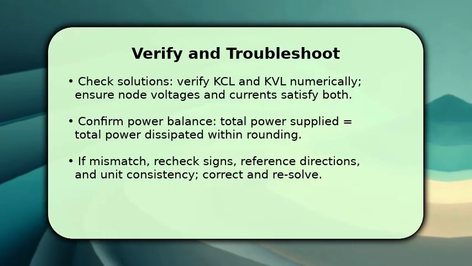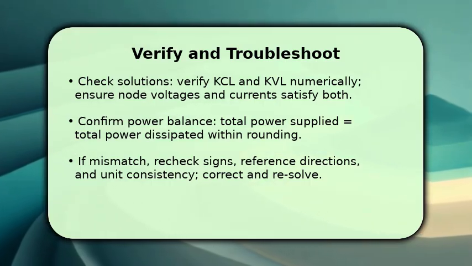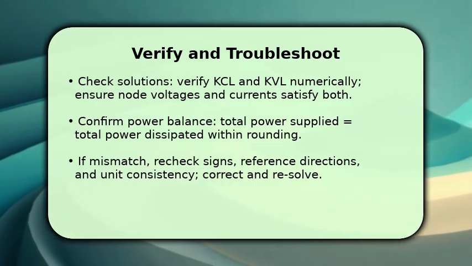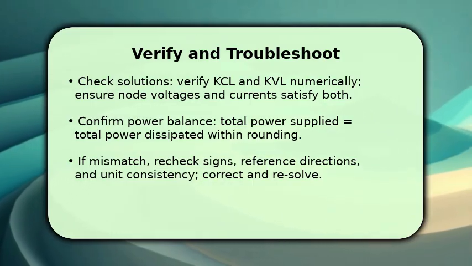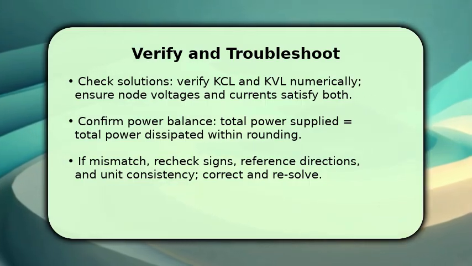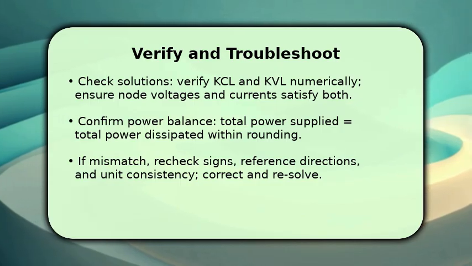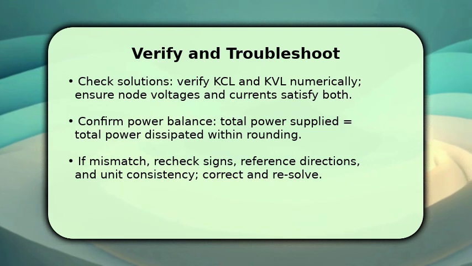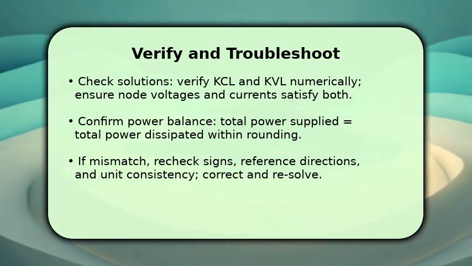Next, compute power for each element, P equals VI or P equals I²R, and verify that total supplied power equals total dissipated power within rounding errors. If something fails, re-examine polarity assumptions, current directions, and algebraic signs. A common culprit is a flipped sign or wrong reference node. Correct the error, then resolve.